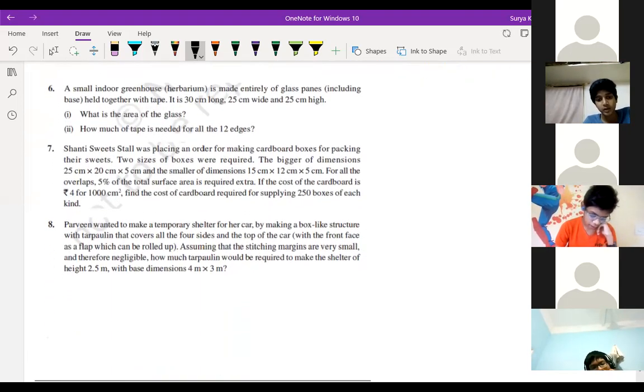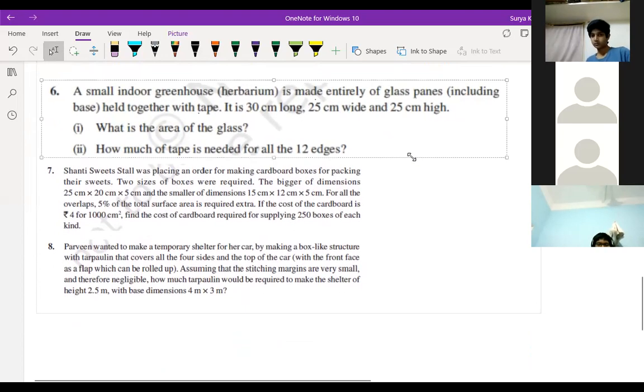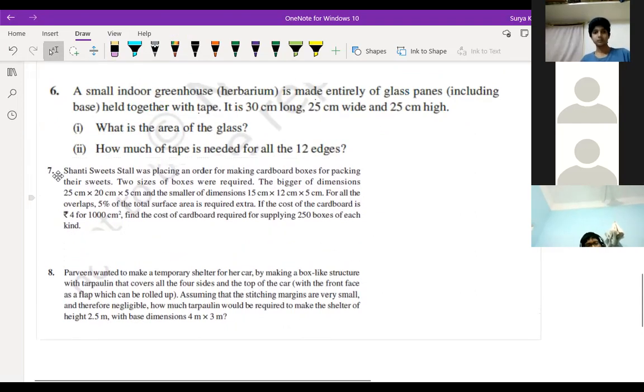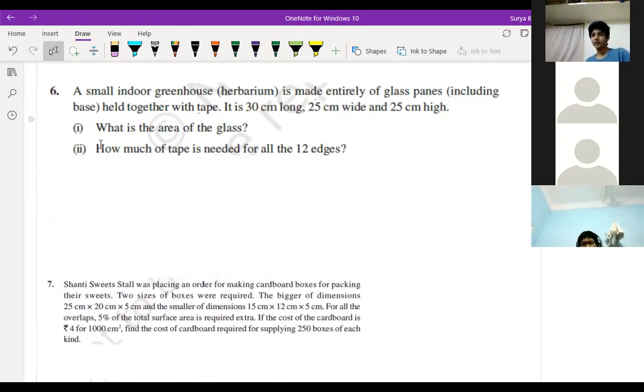Now the sixth question: a small indoor greenhouse herbarium is made entirely of glass panes, including the base, held together with tape. You know how the herbarium looks, like an aquarium, you have seen an aquarium, no? Tape means you are mentioning tape over there. With tape, what do you do?